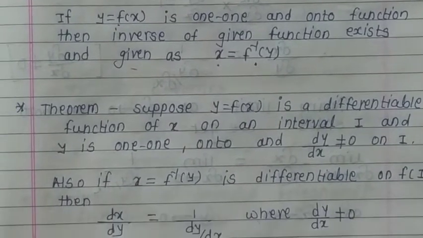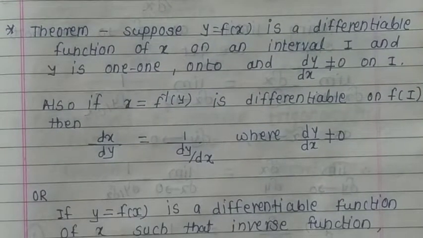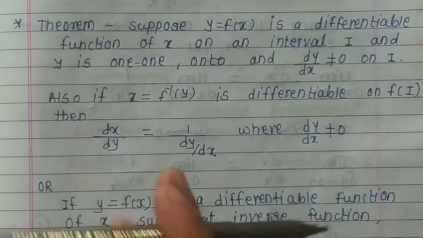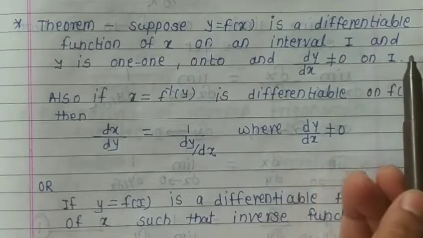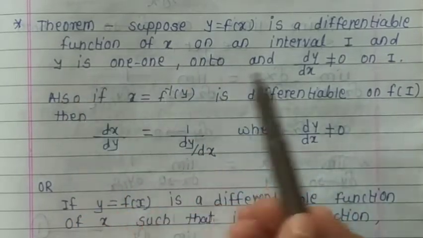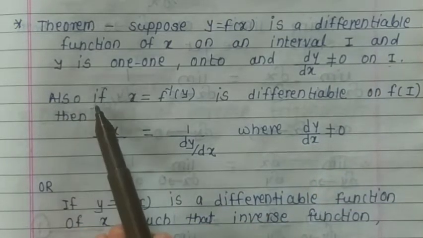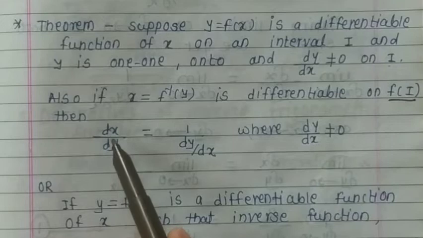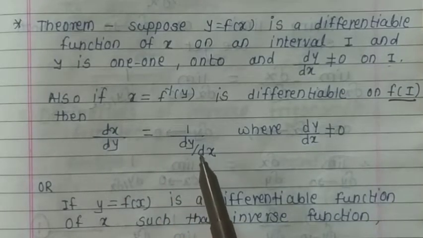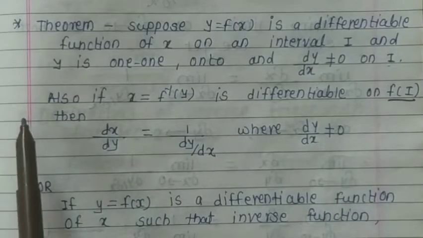The theorem on inverse function, statement of the inverse function is, suppose y equal to f of x is a differentiable function of x on an interval I and y is 1, 1 on 2 and dy by dx is not equal to 0 on the interval I. Also if x equal to f inverse of y is differentiable on f of I, then dx by dy is equal to 1 upon dy by dx, where dy by dx is not equal to 0. This is the statement of the theorem.